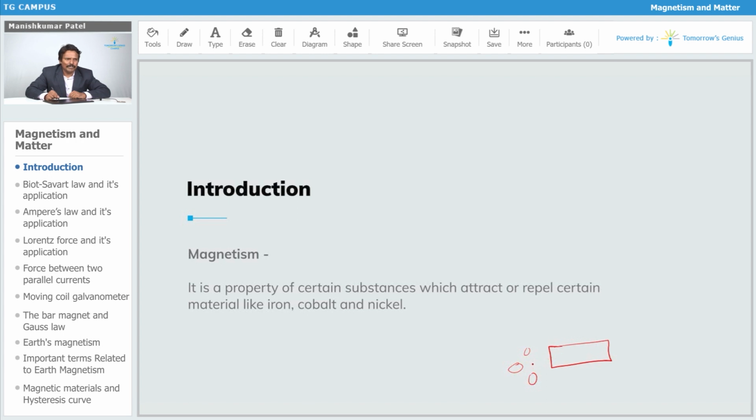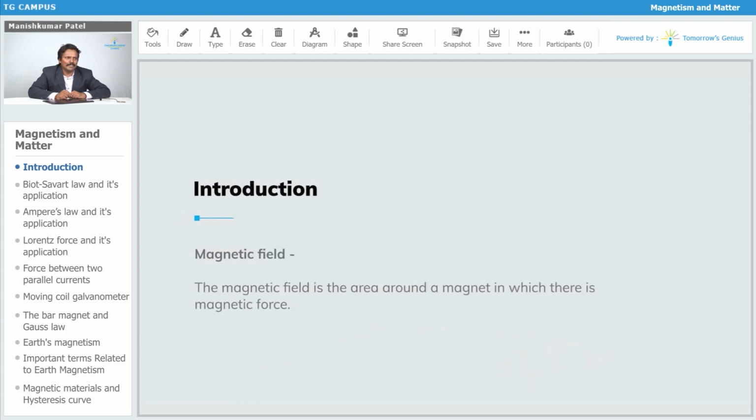Likewise, similar to what we have seen in the case of the electric field. So this is nothing but the property of that substance, which we are going to call magnetism.